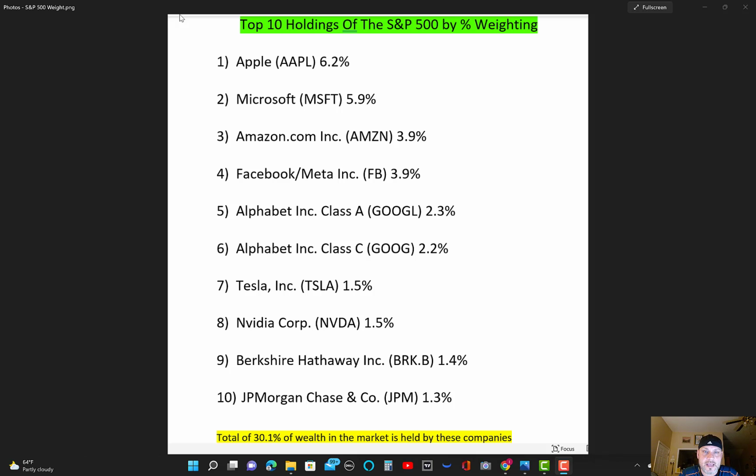Apple, ticker symbol AAPL for quick find, 6.2%. Microsoft, ticker MSFT, 5.9%. Amazon, big Amazon.com, ticker symbol AMZN, 3.9%. Facebook, also called Meta. I will never be able to call it Meta. I'm just saying that right now. Ticker symbol FB, 3.9%. Alphabet Incorporated Class A, also known as Google, 2.3%. Alphabet Incorporated Class C, ticker symbol GOOG, 2.2%.